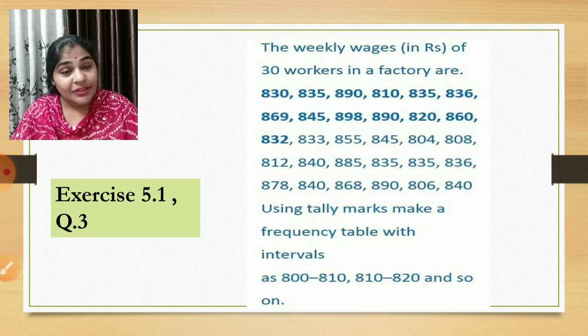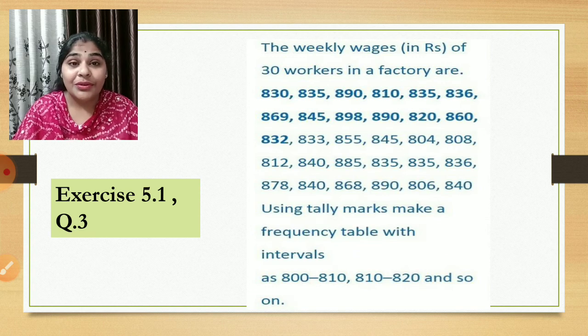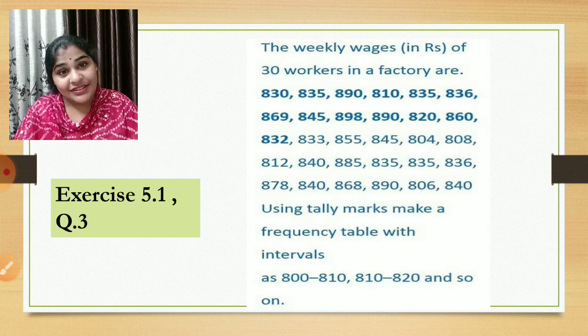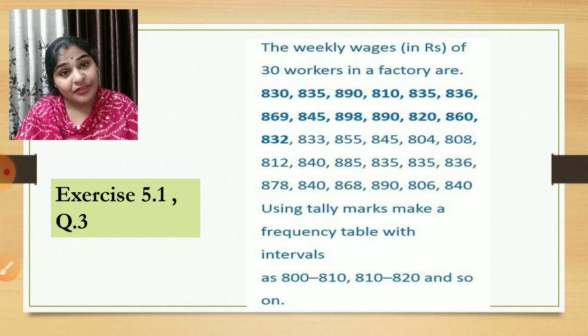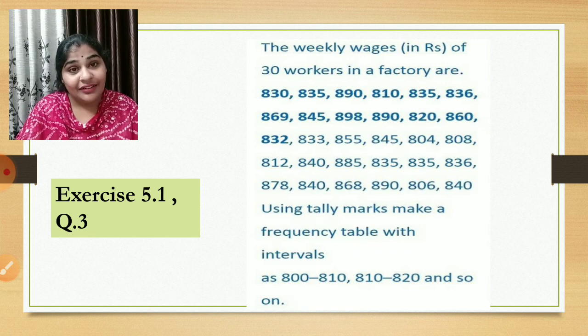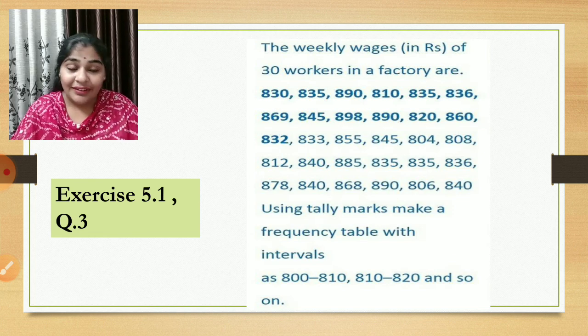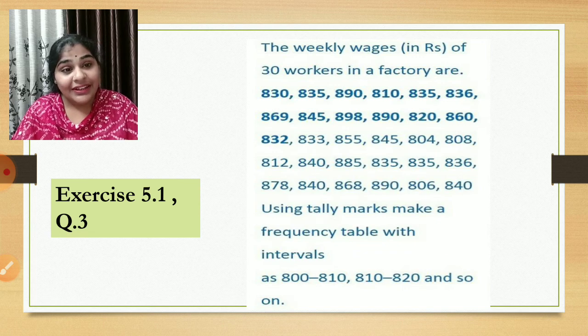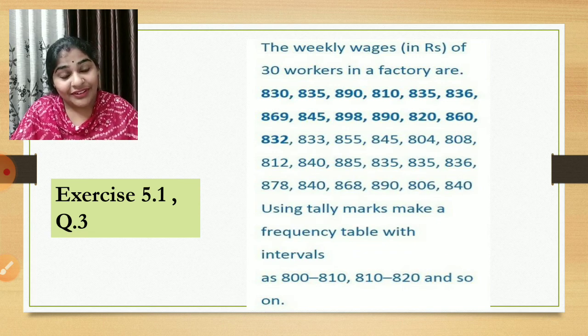Now children, the previous one was a frequency distribution table. Here they have told us to make a grouped frequency distribution table, and they have already told us from which number we should start the grouping. The first class interval will be 800 to 810. The next will be 810 to 820. It should be continuous, children, right?